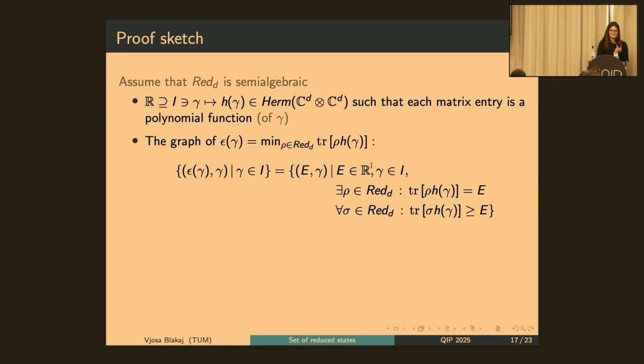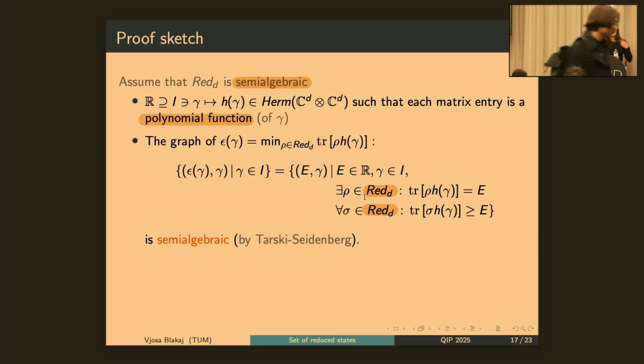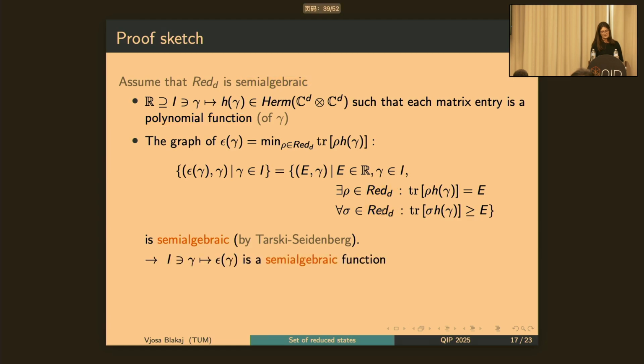This can be R+, and I mentioned at the beginning that intervals in R are semi-algebraic sets, and the same for I. And here we are having quantifiers over set red D, which we assumed to be semi-algebraic. So therefore, because I'm having red D semi-algebraic, H gamma is a polynomial function, and I'm taking also quantifiers over semi-algebraic sets, then this makes my set semi-algebraic by just applying the Tarski-Seidenberg theorem. What does this mean? Well, this means that the ground state energy density is itself a semi-algebraic function.